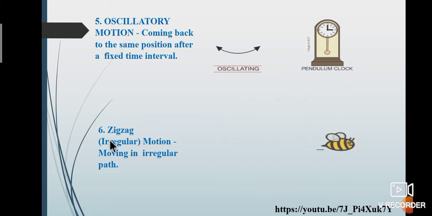Sixth one is zigzag or irregular motion. The object moves in an irregular path. Example: see the motion of a bee. It is in irregular motion. To know more details of types of motion, see the link below. Okay, let us do some activity to understand types of motion.